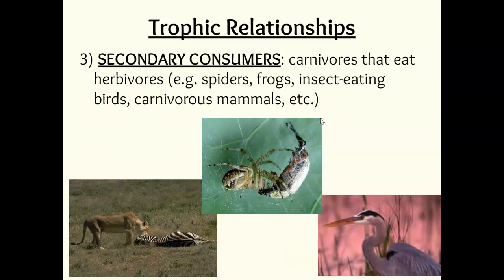Secondary consumers are going to be your second level of consumer, and they are your first level of carnivores. They are going to eat the herbivores. So in the pictures we see a lion eating a zebra, so the zebra is a grazer. Therefore, in this example, the lion would be an example of a secondary consumer.